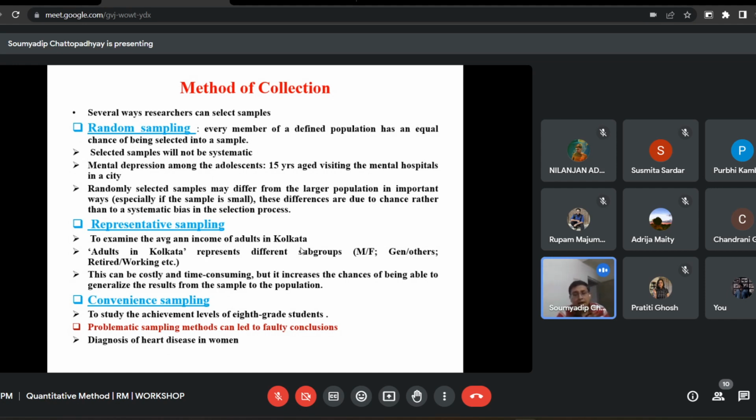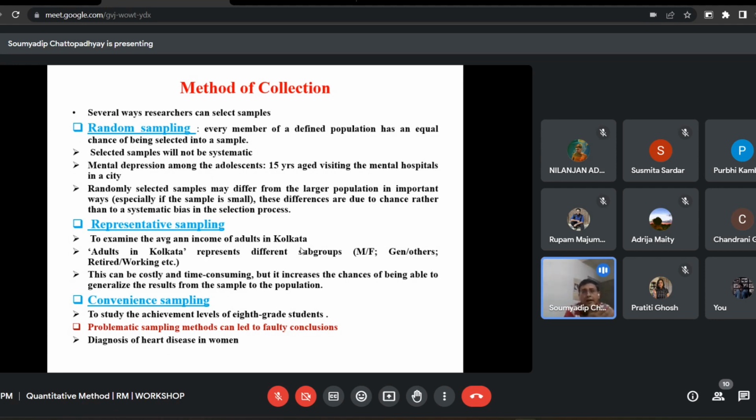Okay, and at the same time, while doing random sampling or representative sampling or convenience sampling, you always have to keep in mind that problematic sampling methods can lead to faulty conclusions. Okay, one very classic example is the diagnosis of heart disease in women. Generally, it is believed that the incidence of heart disease is relatively less among women. So whatever statistical analysis has been done on heart diseases, mostly they consider samples which are male dominated. Now if this is the case, then definitely the problematic sampling method can lead to a faulty conclusion, because it will not be very helpful for addressing the health problem which is specifically related to the heart among women.